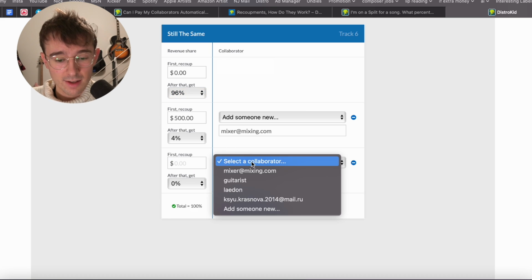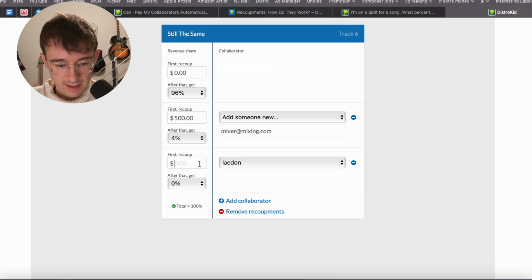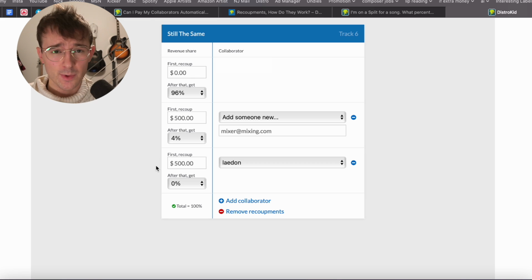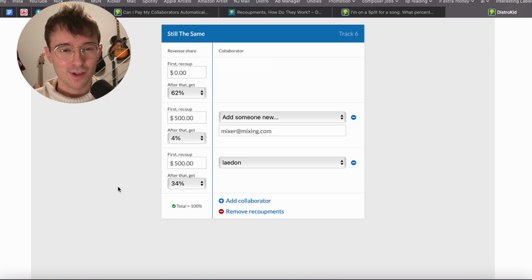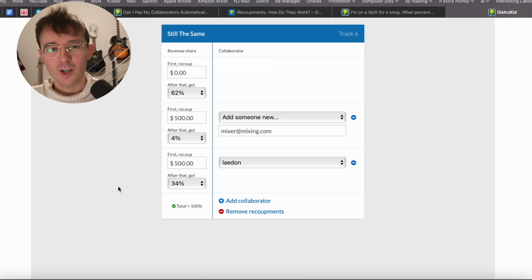You can select another recuperator. Let's say Layden gets $500 as well. So we have to earn $1,000 with our release before we're going to earn anything. But I think that makes it much easier if you have some more complicated contract, because you don't always have to get out your calculator. Instead, this happens automatically and you don't have to worry about the money, and the people don't have to worry about not getting paid. And now we want to take a look at how that looks as a receiving artist.